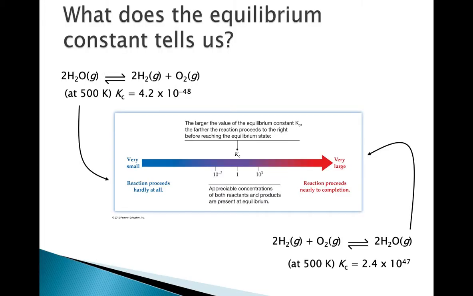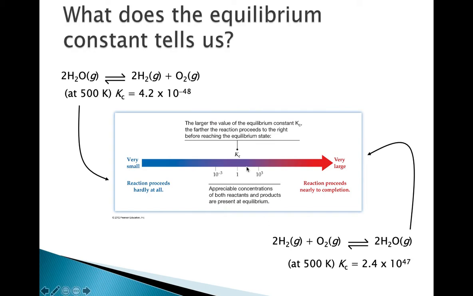All right, now, numerically, what does this equilibrium constant actually mean? And what kind of values do we expect? Well, equilibrium constants can range from really, really small, like here we see an example of a reaction with 10 to the minus 48 for its equilibrium constant, to really, really huge. Here we have 2.4 times 10 to the 47th. So equilibrium constants have a huge range of possible numerical values.